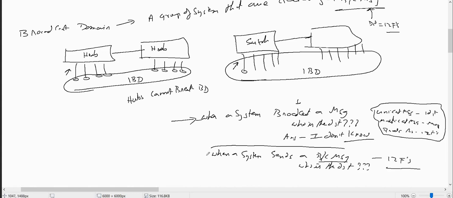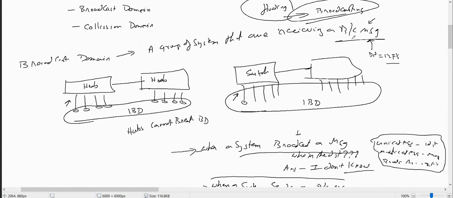The question I am asking now is different. I want everybody to put very close attention to the question. These two are different questions. Are you clear, Deepak? A system broadcasts a message is different from a system sends a broadcast message. Two different things. That is the clarity I want. Difference between broadcast message and broadcasting.